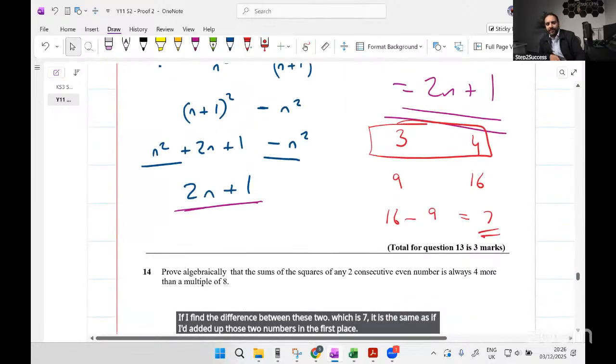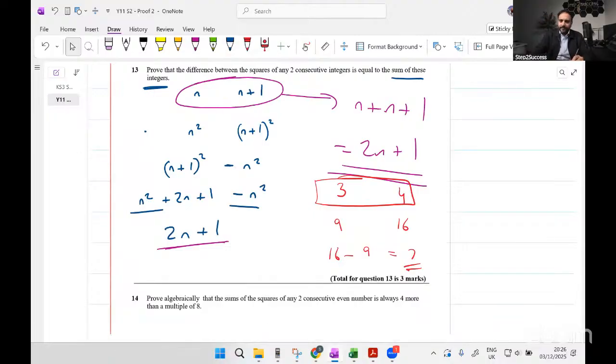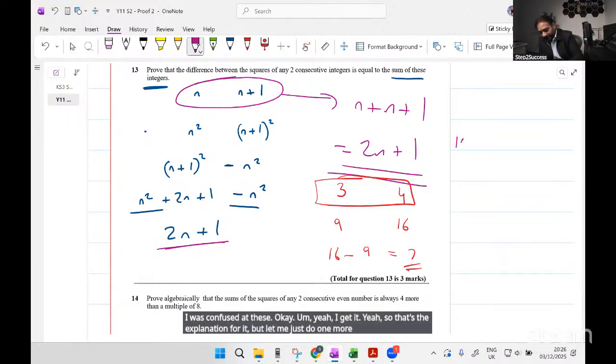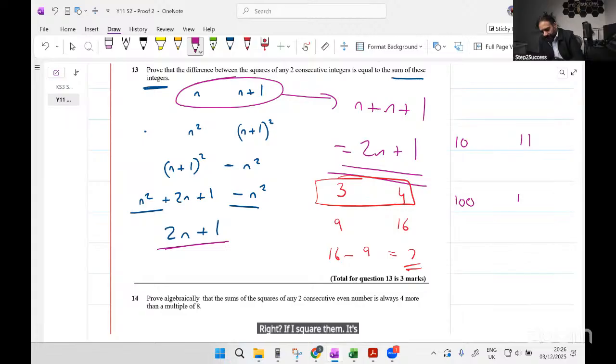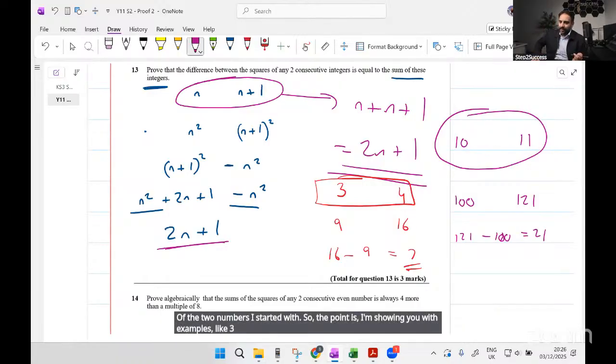Let's do that with two more numbers, just quickly. Yeah, so that's the explanation for it. But let me just do one more example to prove it. If I've got 10 and 11, if I square them, it's 100 and 121. If I subtract those two, I get 21, which happens to be the sum of the two numbers I started with. So the point is, I'm showing you with examples like 3 and 4 and 10 and 11. If you keep going, it'll work with every pair of consecutive numbers.